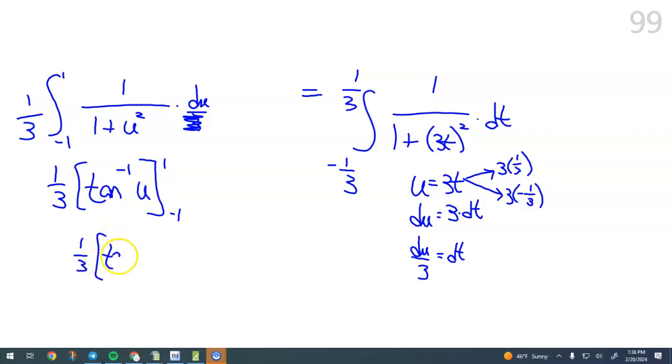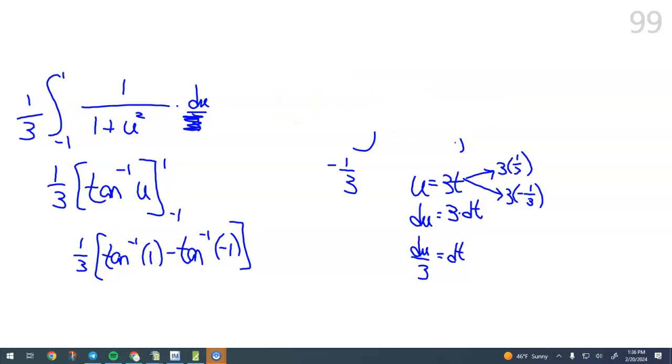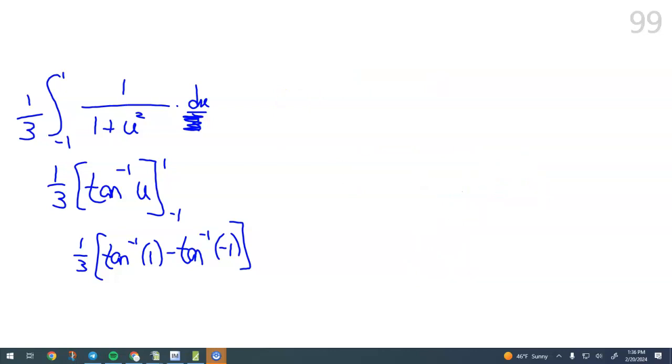So it'd be tan inverse of 1 minus tan inverse of negative 1. Did they give you a domain? Okay. So tan inverse of 1 minus tan inverse of negative 1.